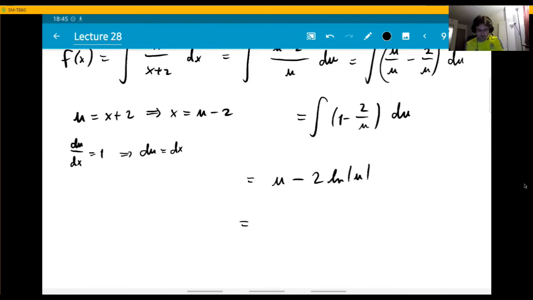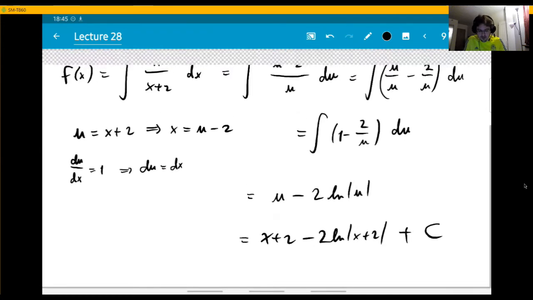Now you go back to the original expression. In terms of x, u is equal to x plus 2. And there's a plus c because this is indefinite. That is the solution to the differential equation. f is equal to this function, but we don't know the c yet. We can find the c now from the initial condition.